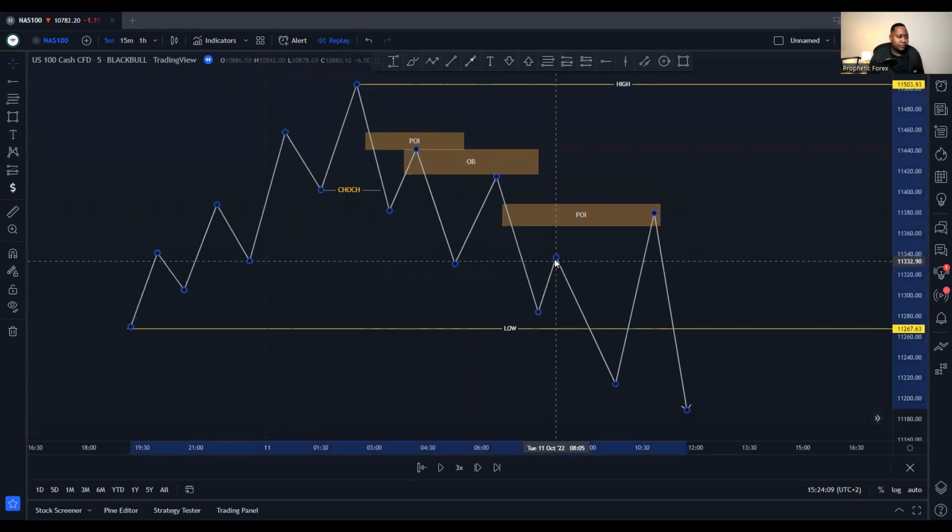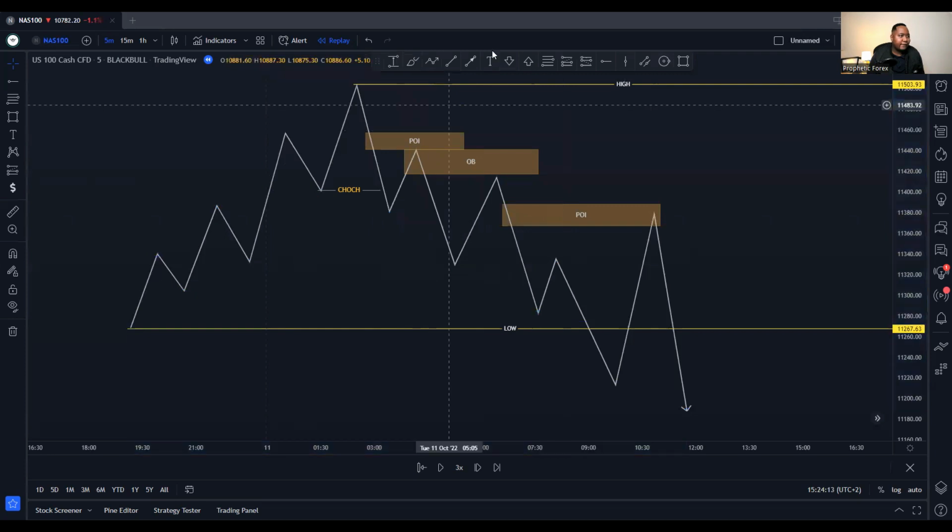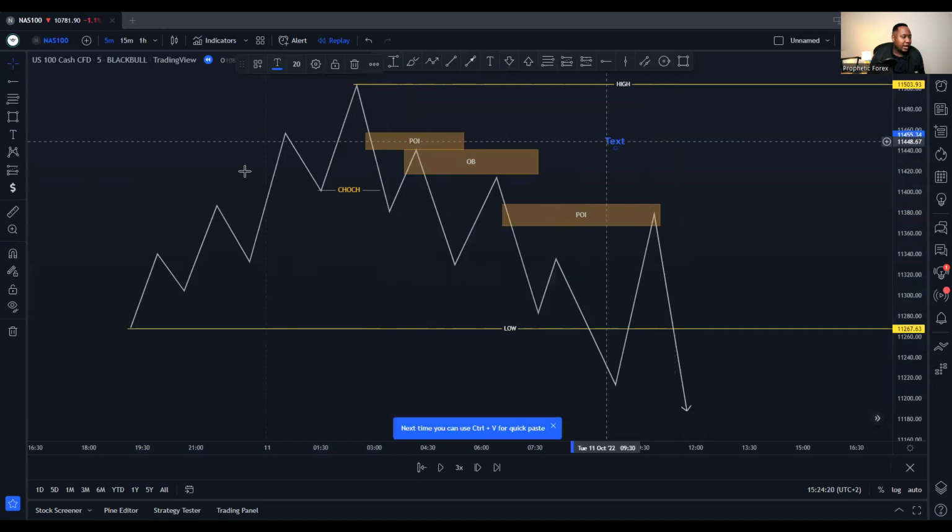Okay, and of course, another point of entry can be fair value gaps, famously known by ITC students. Okay, fair value gaps, or what we can also refer to as an imbalance. So let me just get that.